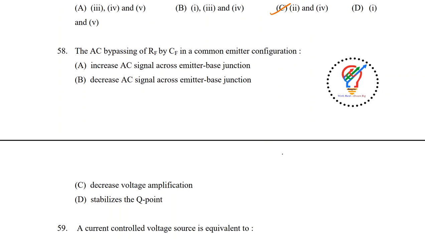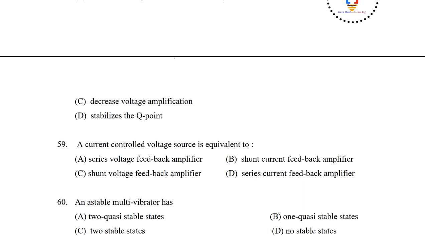Okay, next one, the AC bypassing of RF by CF in a common emitter configuration. So it is to increase the AC signal across the emitter base junction. When we are coupling this RF and CF, it is going to reduce the noise levels and increase the AC signal across the emitter base junction there.